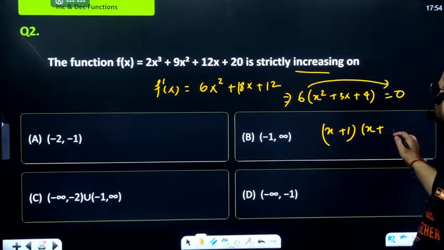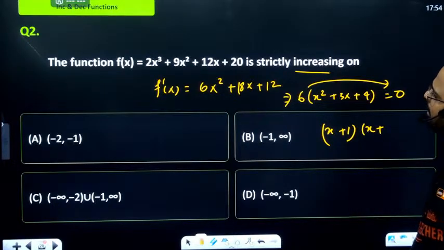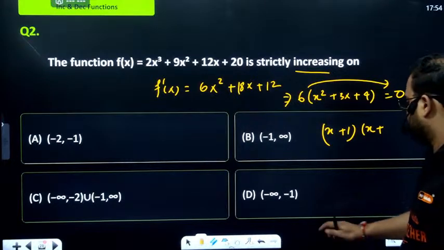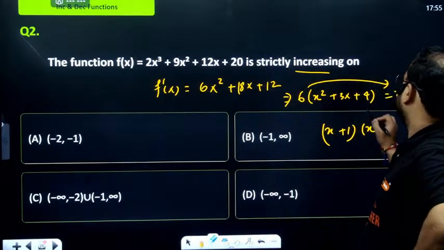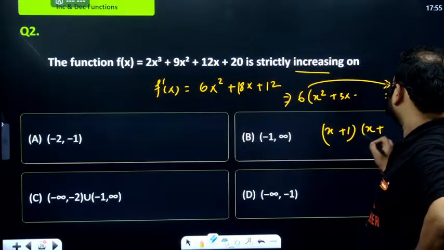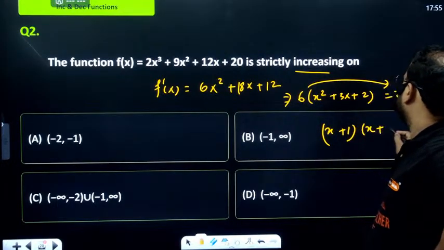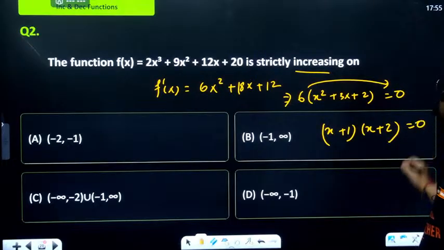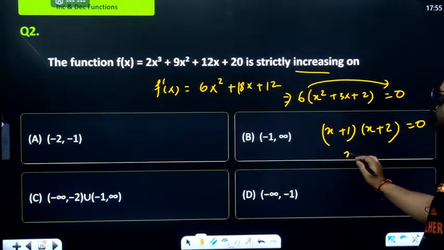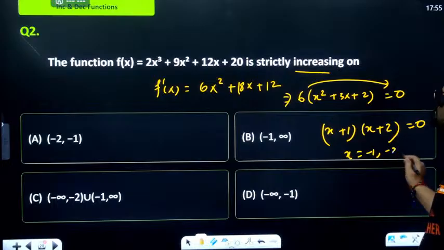what is it? 6x square, 18x and plus 12. So 6, if you take common, 3 and 2. Okay, this would be 2, my bad. Positive 2 will become x plus 2. Correct? Yeah. So x values are what? You can see minus 1 and minus 2.